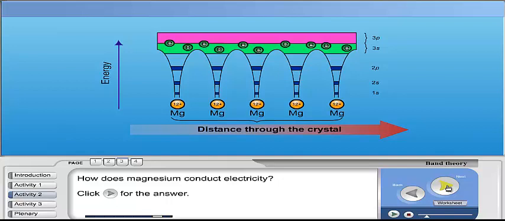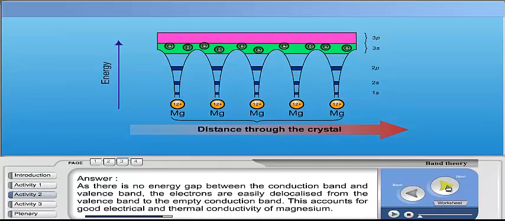How does magnesium conduct electricity? Click Next for the answer. Answer: as there is no energy gap between the conduction band and valence band, the electrons are easily delocalized from the valence band to the empty conduction band. This accounts for good electrical and thermal conductivity of magnesium.